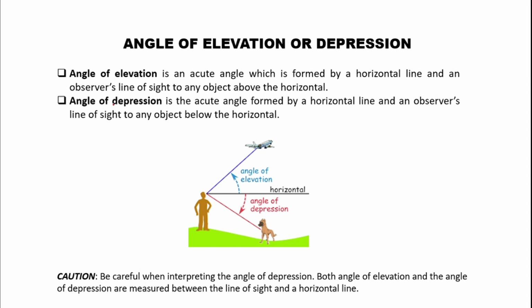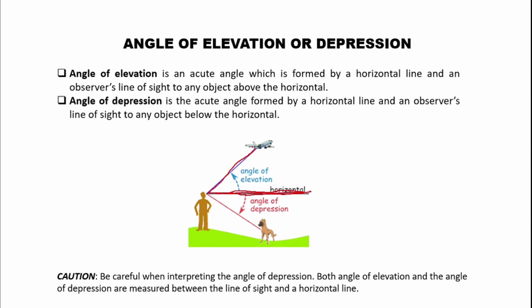Okay, so let's define now what is angle of elevation or depression. So angle of elevation is an acute angle which is formed by a horizontal line and observer's line of sight to any object above the horizontal. So take note, this is any object above the horizontal. Here it is the horizontal, this is the point of reference above the horizontal.